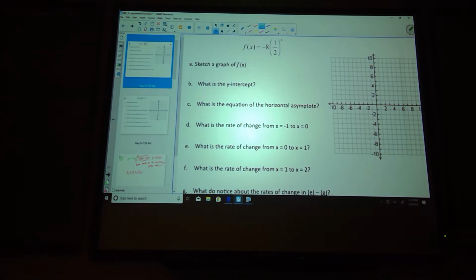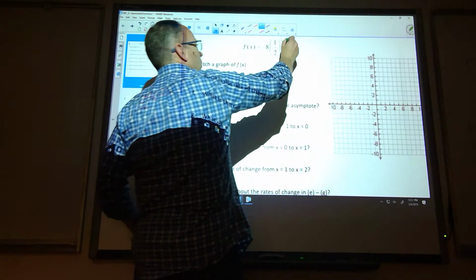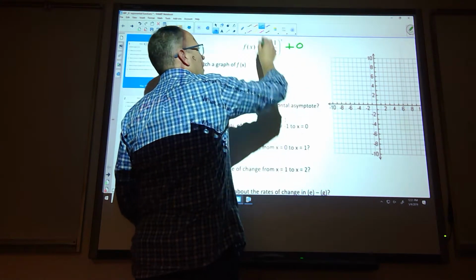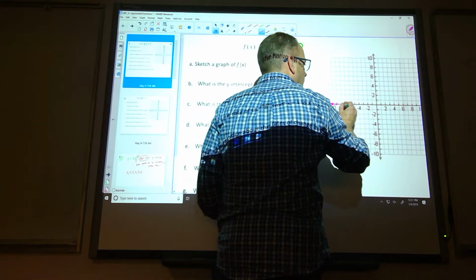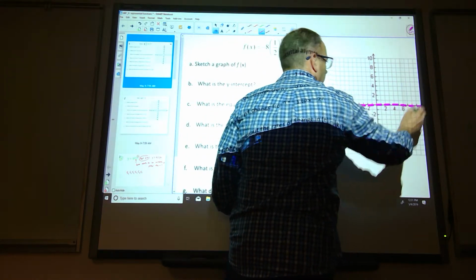All right, let's walk through this. So, sketch the graph. What do you feel my asymptote would be up here? 0. Why 0? Because there's nothing over here. So there's a plus 0 over here. So that says my asymptote's right here. Is that okay so far?